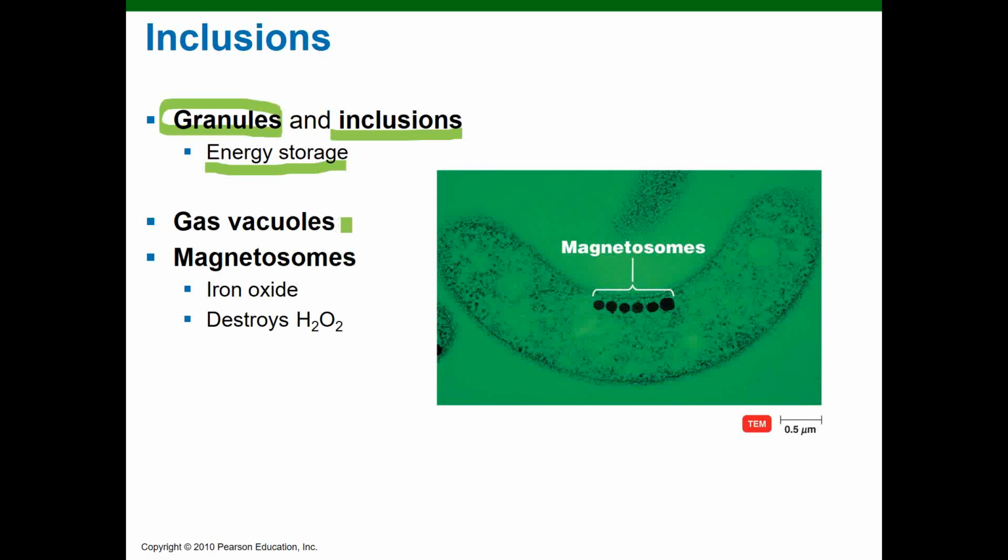We can have ones that store different gases that the bacteria might be producing as a byproduct. The magnetosomes may contain iron oxide, which helps destroy hydrogen peroxide. And some bacteria can actually orient themselves to magnetic north, which is kind of cool. But so there you go. So sometimes you can have other random stuff appear. But again, these are not separated from the rest of the cell with plasma membrane, so they're not organelles, right? Because bacteria do not have organelles. Okay.